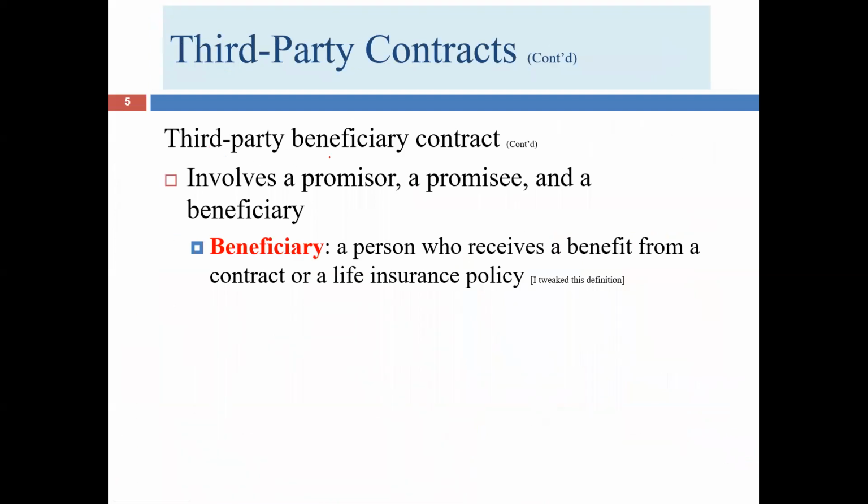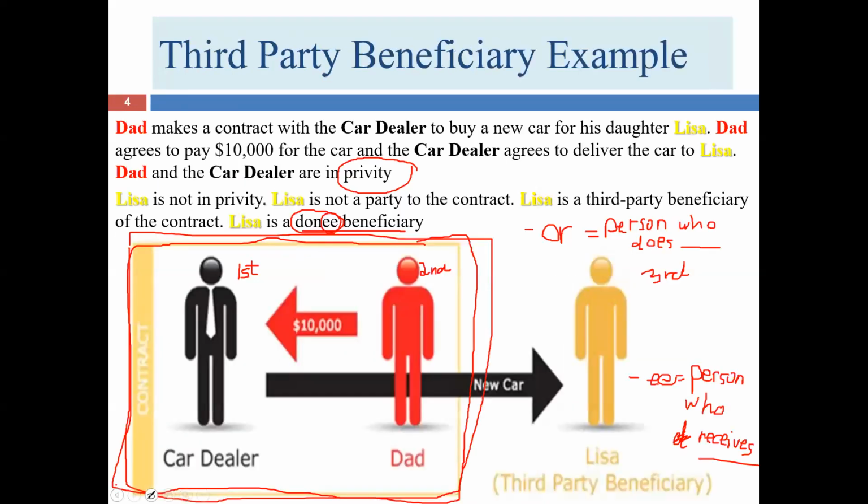Okay, so we need to have kind of three people in this transaction. We need to have a promisor, a promisee, and a beneficiary. Let's go back and look at this situation and see. In a contract, we usually have our parties in privity are both promisees and promisors. Dad is a promisor with respect to the $10,000. He has promised to give this money to the car dealer. So with respect to this, he's a promisor. And the car dealer is a promisee.